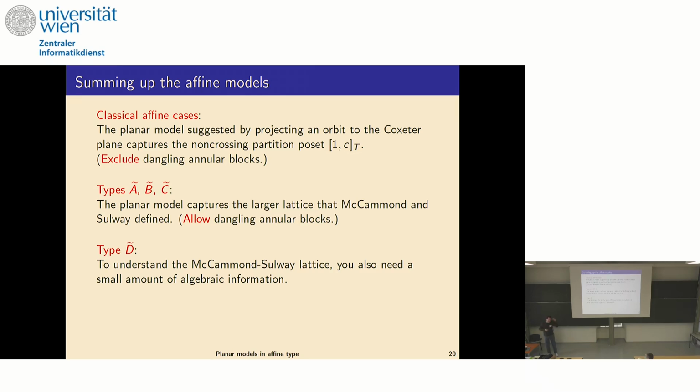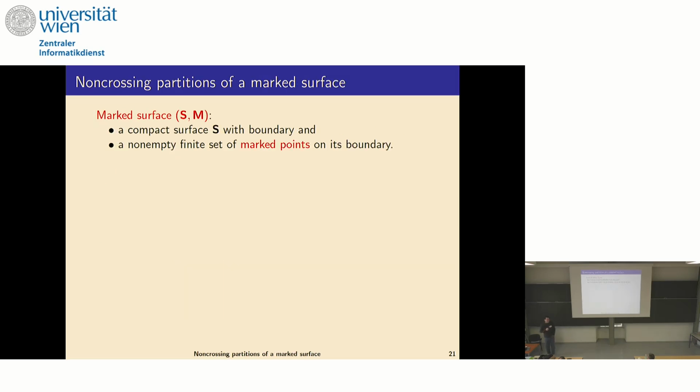In type D, for a very short time, my student and I thought that we had been smarter than John McCammond. This is not possible, I think. We thought we had a lattice in this model, but we don't. There's a little bit of information you need, a finite amount of algebraic information you'd have to throw in to get the complete model there. It's still usable. The work with Eric Hanson that I will have time to almost not tell you about uses that model. You can use it, but it's not quite a planar model.